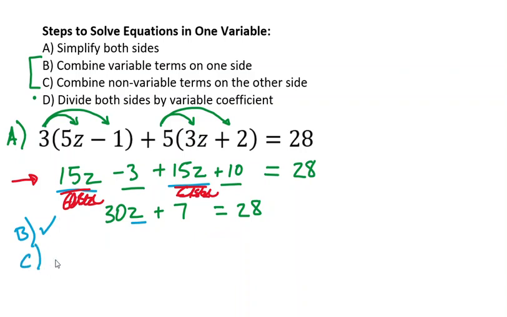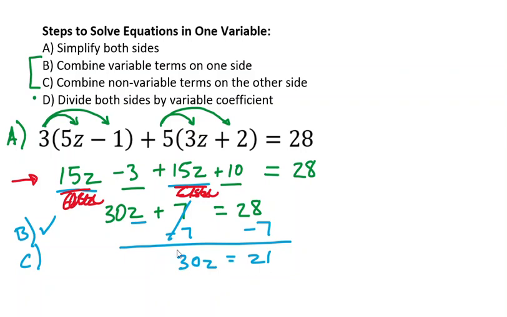Step C is to get all the not z terms. So that's 30z. We've got 7 and 28. Let's get all those terms without a z in them on the right-hand side. And so we're going to subtract 7 from both sides with the goal of getting rid of the 7 that was on the left-hand side next to the z. And we met our goal. We end up with 30z equals 21.